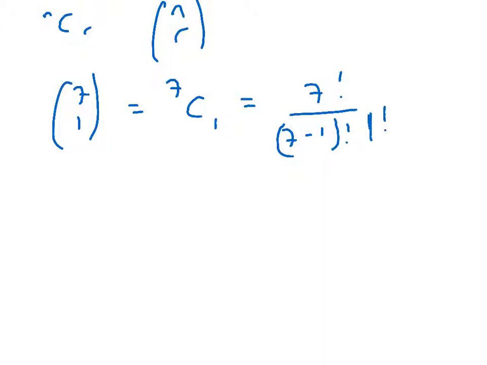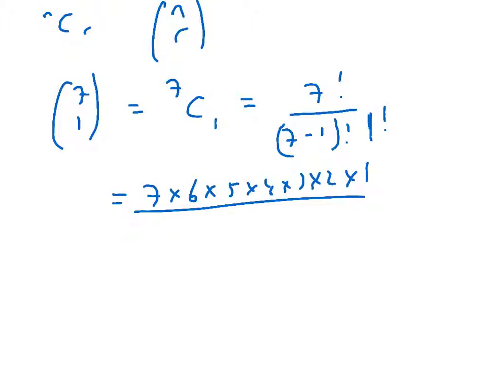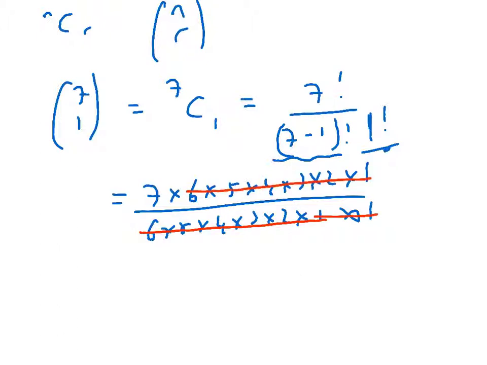So let's not put this in a calculator this time, let's work this out manually. So this is 7 times 6 times 5 times 4 times 3 times 2 times 1 divided by, this is 6 factorial, isn't it? So this is 6 times 5 times 4 times 3 times 2 times 1, and 1 factorial is obviously just times 1. So do you see that actually this whole thing cancels, doesn't it? So my answer would be 7. And if I type that in the calculator, that's exactly what I would get.